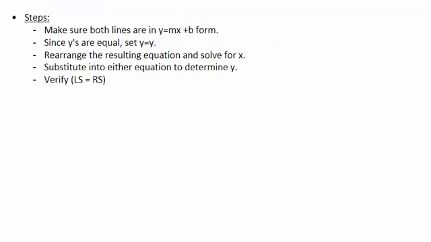So the steps to solving for the intersection point algebraically are: first, make sure both lines are in this y equals mx plus b form. Then, since the y's are equal, you can set the y equal to the y. And then you want to rearrange, combine like terms, and solve for x. Once you've solved for that x, plug it back into one of the original equations and solve for y. And then once you have that intersection point, you just need to verify that the left side equals the right side, and then you can confirm your intersection point.